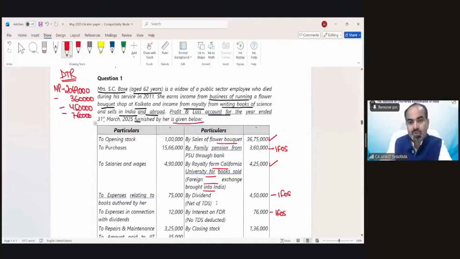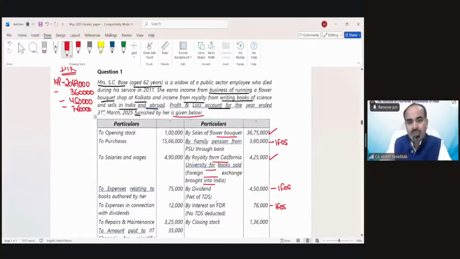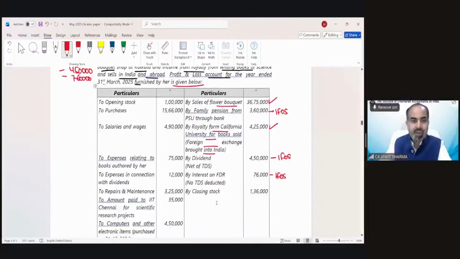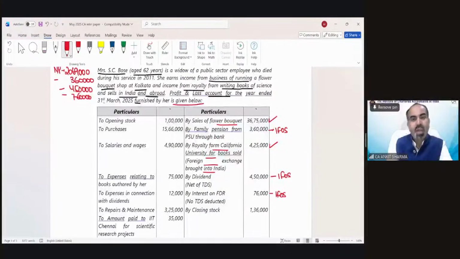Closing stock of course would form part of my income, so I need not do anything with it. Now the expenditure part. Opening stock, I am okay with it. Purchase, okay. Salary, wages. Now expenses relating to books authored. Because we consider this royalty as business income, the expenditure would be normal allowed expenditure. Otherwise, it would have been disallowed.